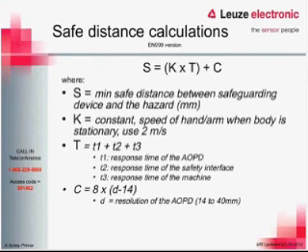So for the EN 999 version of the safe distance calculation, we have S, which is our minimum safe distance, which is our constant hand speed times the response time of the AOPD, the safety interface, and the response time of the machine, plus our depth of penetration, or resolution of the AOPD.